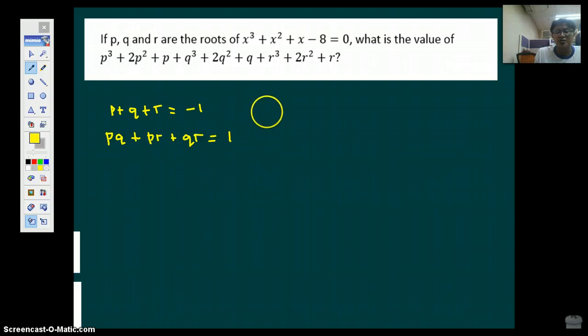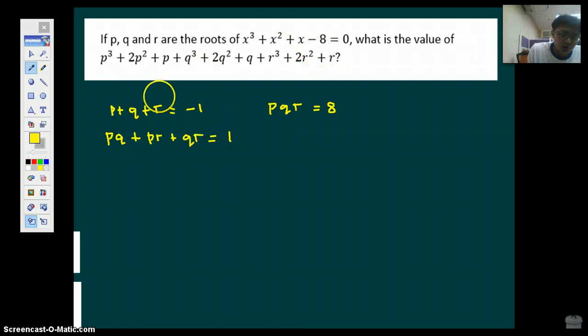And then finally, the product of those 3 roots, pqr, so p times q times r, is negative d over a. So the negative of negative 8 over 1. So that will give you positive 8. So these 3 values, we will be using to evaluate the exact value of this expression.